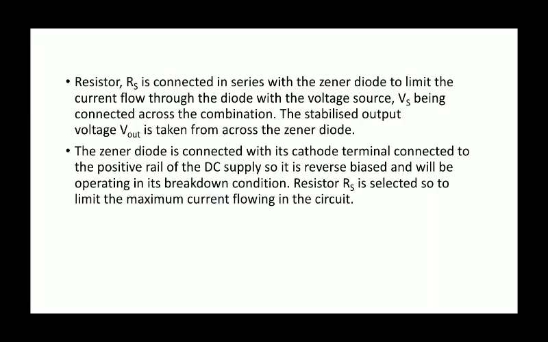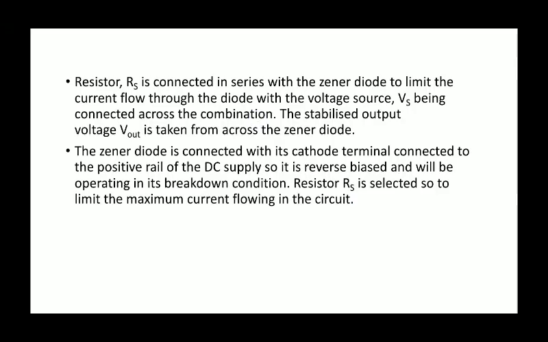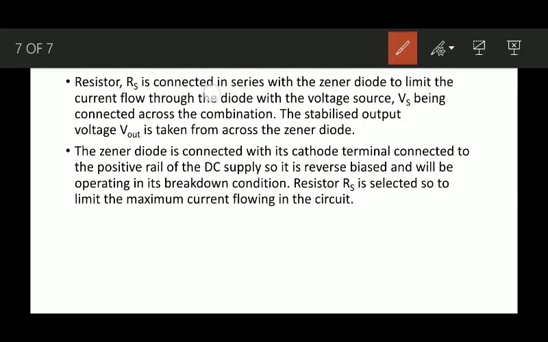So these are the two factors responsible for the breakdown. The resistor Rs is connected in series with the Zener diode to limit the current flow through the diode, with the voltage source Vs. To stabilize the output, Vout is taken from the Zener diode. The Zener diode is connected with its cathode terminal to the positive terminal of the DC supply, so it operates in reverse bias, in its breakdown condition.